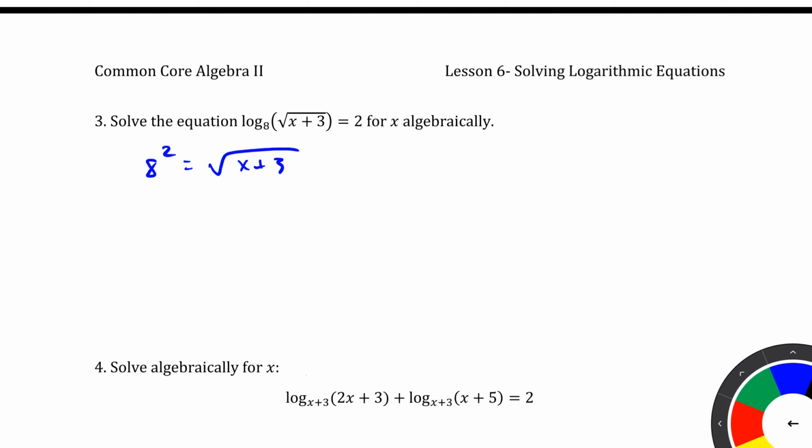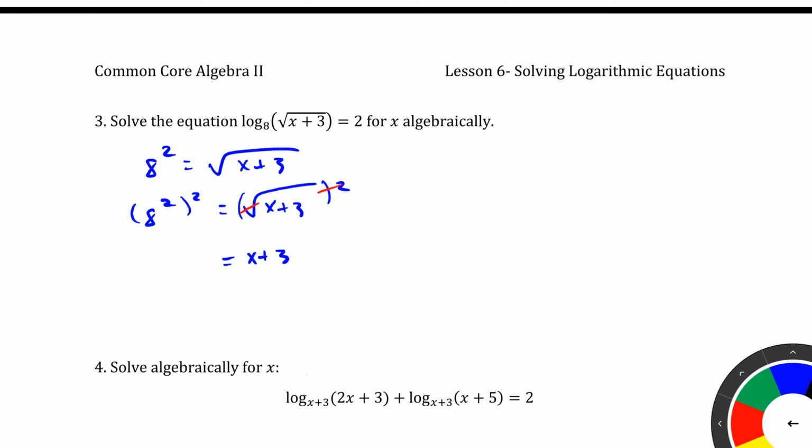Now, from here, we could square both sides, get rid of the radical, which is what we'll wind up doing here. So if I do 8 to the 2nd power to the second power equals the square root of x plus 3 to the second power, the radical and the square are going to cancel each other. So then I just have to evaluate. I have the x plus 3 is going to be there, and then 8 to the second power to the second power.